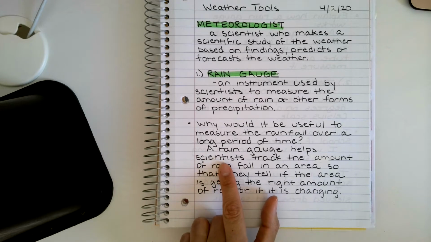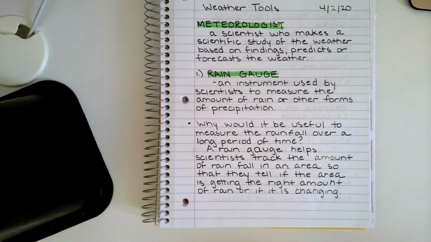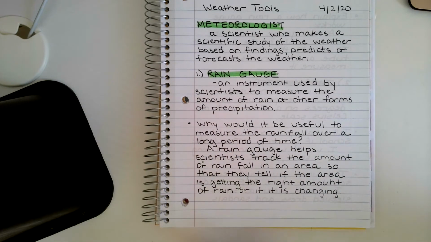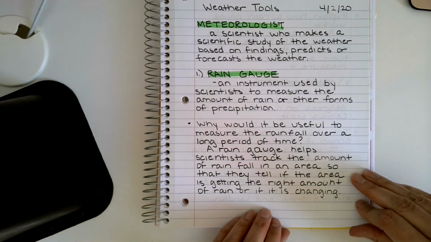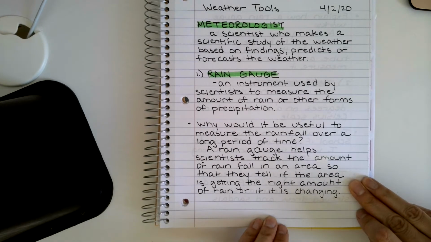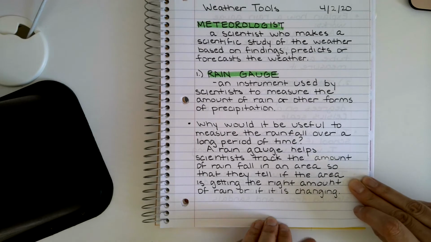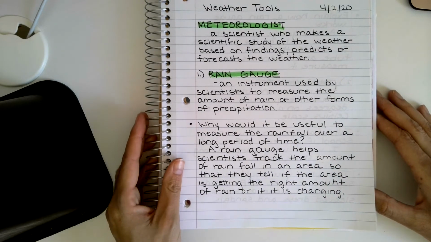So a rain gauge helps scientists track the amount of rainfall in an area so that they can tell if the area is getting the right amount of rain or if it is changing. So your answer should be very similar to that, because that's what I took directly from that piece of text. All right. Remember, you guys can pause it if you need to write it down before I go on to the next one or add to yours.